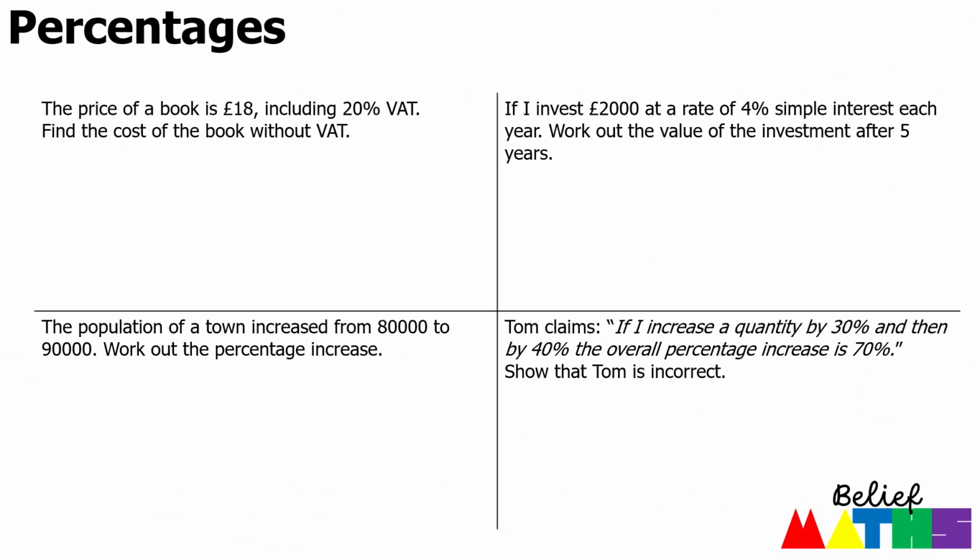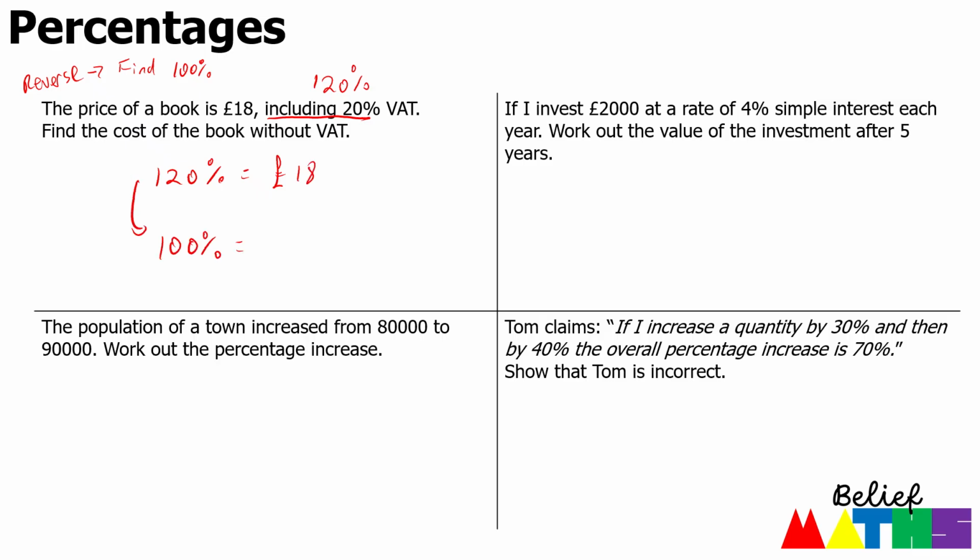Some more percentages. So the price of a book is £18, including the 20% VAT. Work out the cost without VAT. So this is an example of a reverse percentage. We're going backwards. So because this includes 20% VAT, that means it's 120%. In any one of these reverse percentage questions, we're trying to find 100%. So 120% is equal to £18. I want to find 100%.